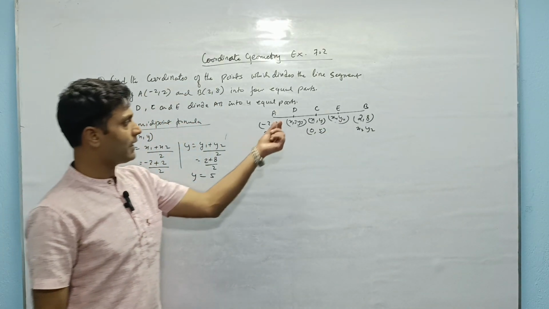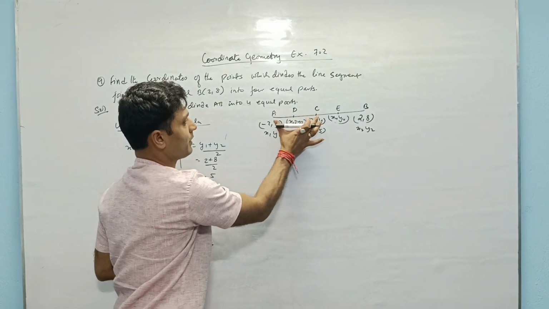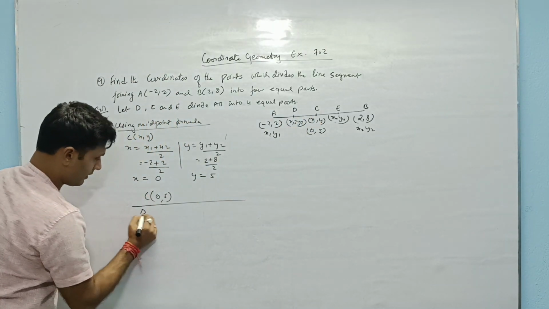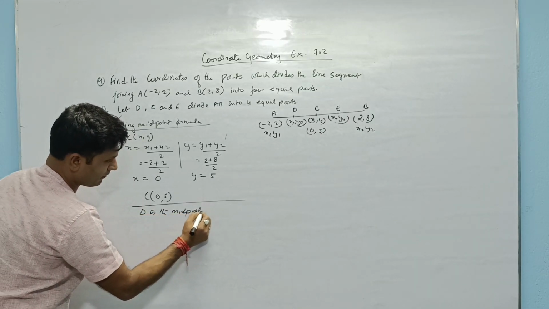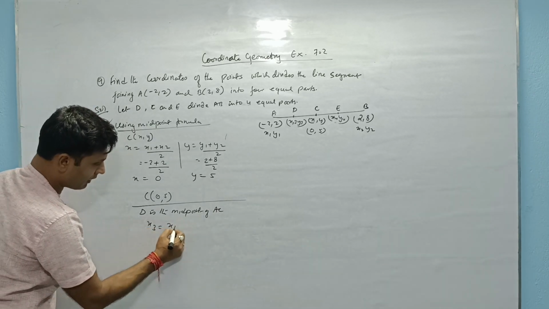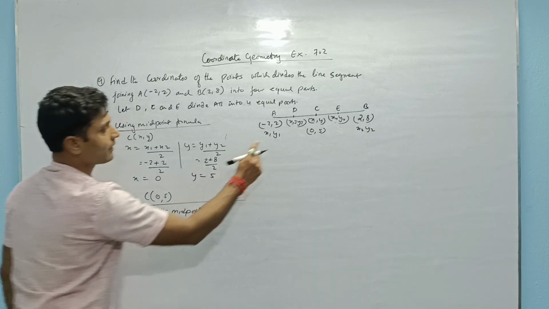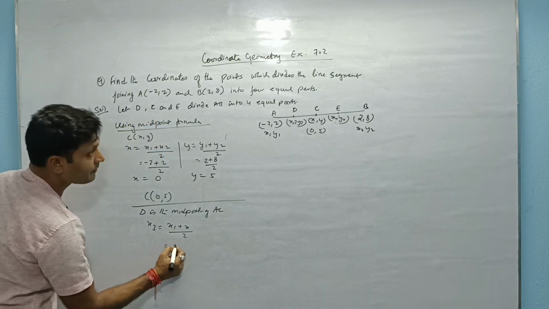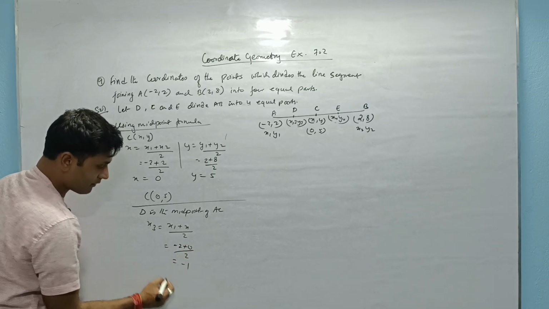Now in the same way, can I say that D is the midpoint of AC? D is the midpoint of AC. Again, D is the midpoint of AC. So x3 is equal to what? (x1 plus x) divided by 2, right? x1 plus x divided by 2. So this is minus 2 plus 0 divided by 2, which is minus 1.